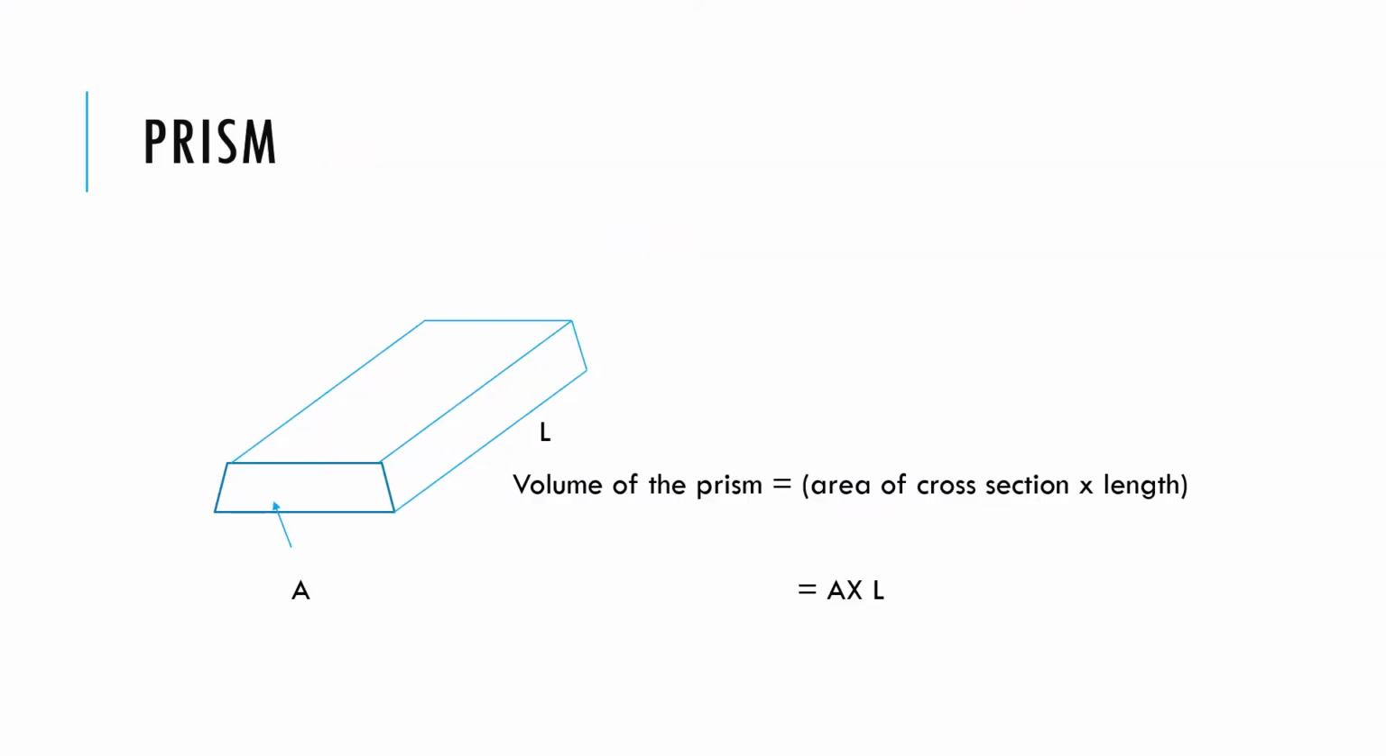In this video, we are going to discuss the volume. Okay, this is basically a prism. What is this? This is a prism. And the volume of the prism is area of the cross section into length. This is a prism with area A, area of the cross section is A, and the length of the section is L. So the volume of the prism is given to be A times L.